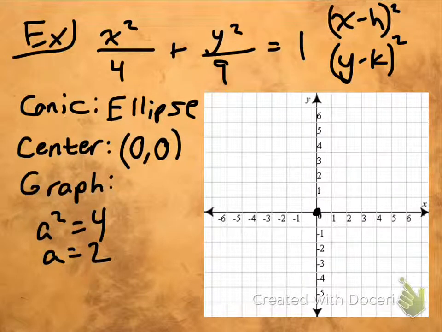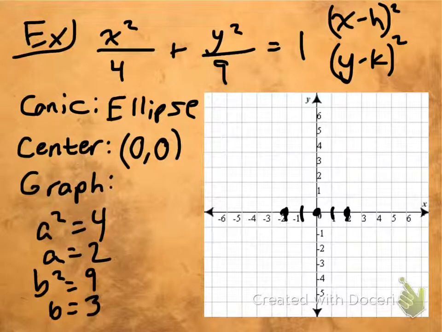Now what that means, in the x direction, again, a is directly related to the x value here. In the x direction, I'm going to count right 2 and left 2 and put 2 points there. And then in the y direction, well, since b squared is 9, take the square root of both sides, you get b equals 3. I'm going to count up 3, put a dot, down 3, put a dot, and now we have kind of some key components.